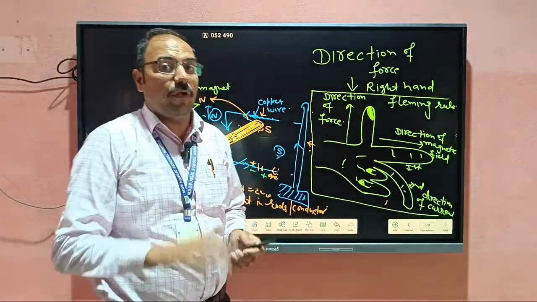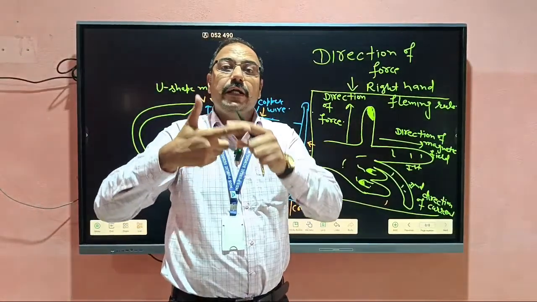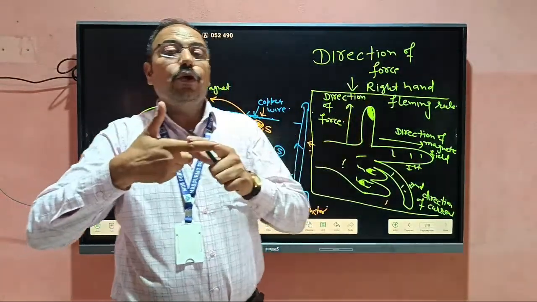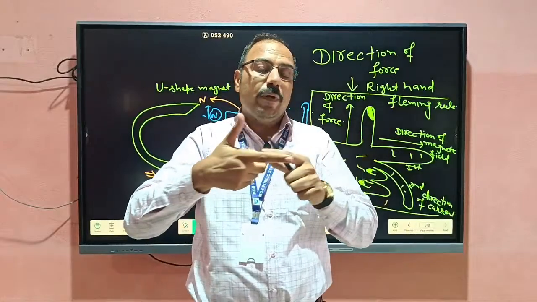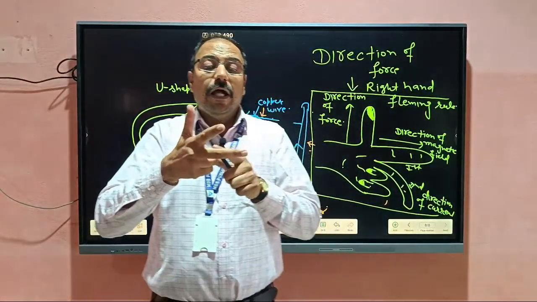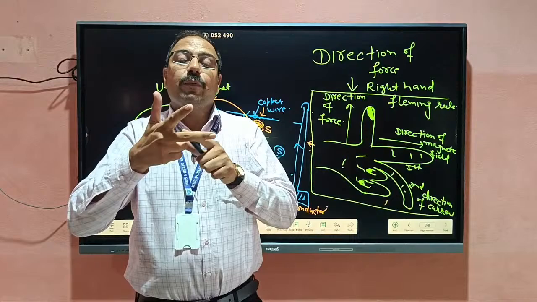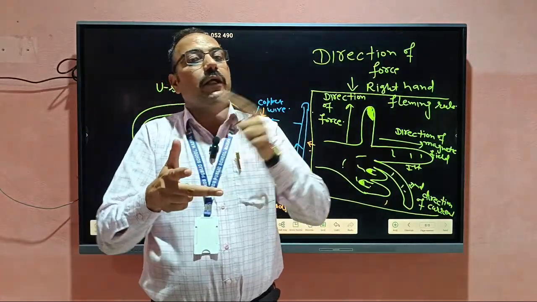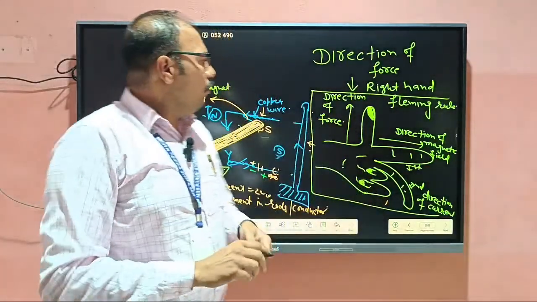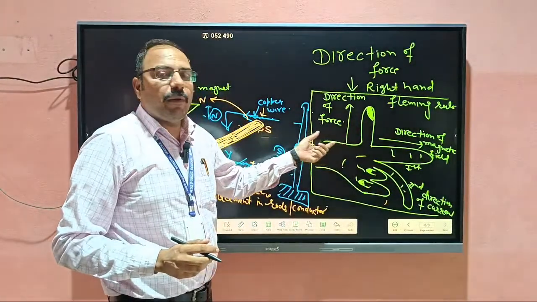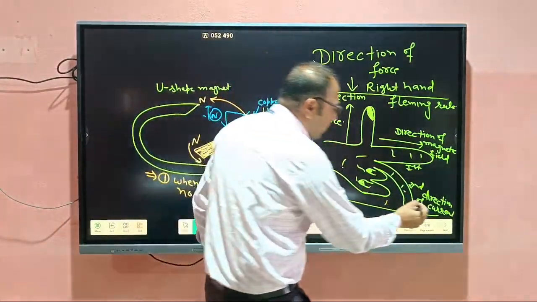So we can define the right hand Fleming rule. According to the right hand Fleming rule, align your first finger in the direction of the magnetic field and align your second finger in the direction of the electric current. Then the thumb gives the direction of the force. We can understand this by an example.